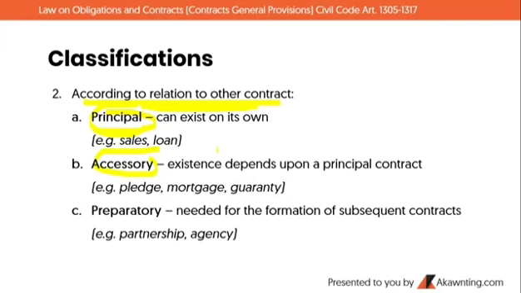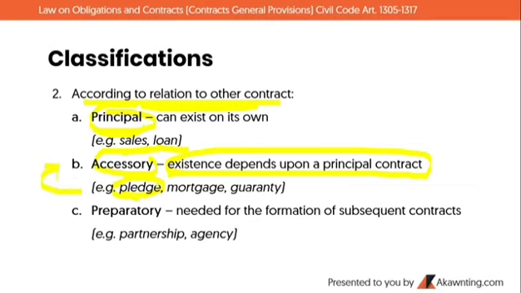So, ganun din dito sa number 2, according to relation to other contract. Principal contracts can exist on their own. Okay? However, accessory contracts can only exist if it depends upon a principal contract. So, ayan. Example ng principal contract ay contract of sales, contract of loan. Okay? Next, how about contract of pledge? It is considered an accessory contract only.